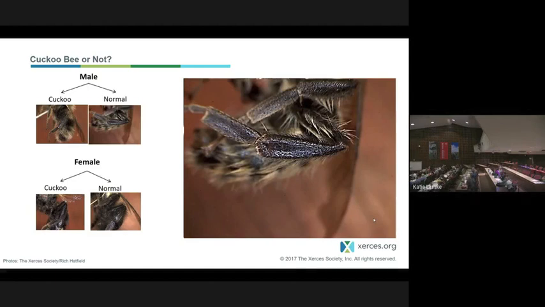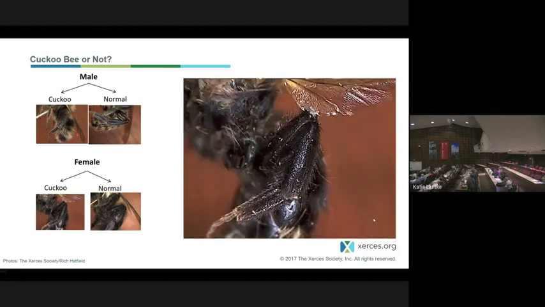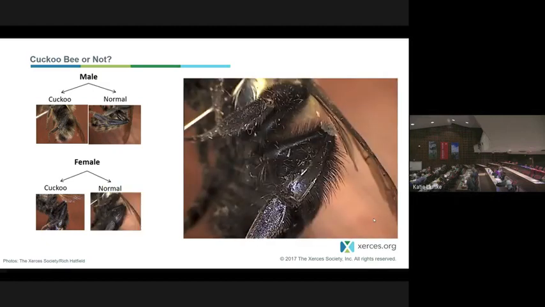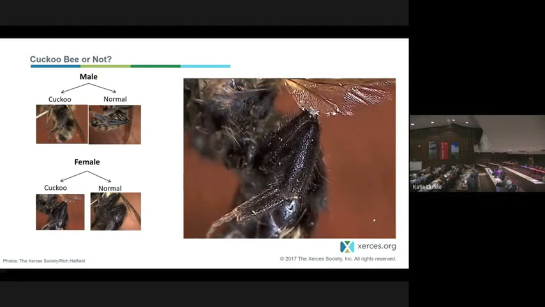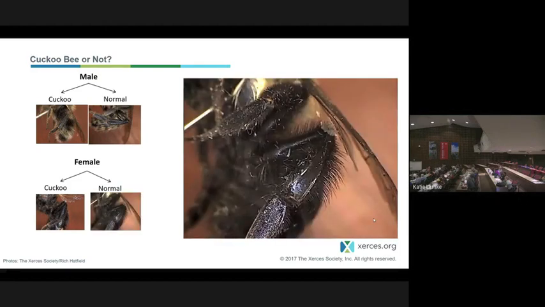And then when we look at the females, this is a female cuckoo, so it looks very similar to a male bee's leg, right? And then you have the female. So you can see that she has a large bare space on her hind leg. Cuckoo, female. So this is just something to check when you do collect a bee to see if it's a cuckoo or not.